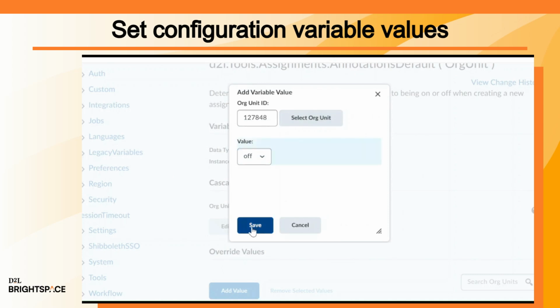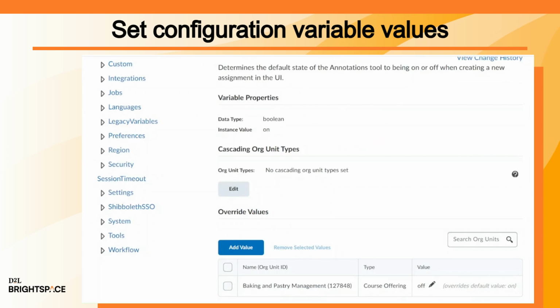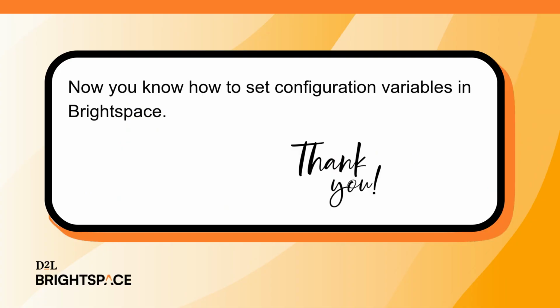In this example, we're turning off the Annotations tool checkbox by default when new assignments are created in this specific org unit, while keeping it enabled for all other course offering org units in the organization. Now you know how to set configuration variables in Brightspace.